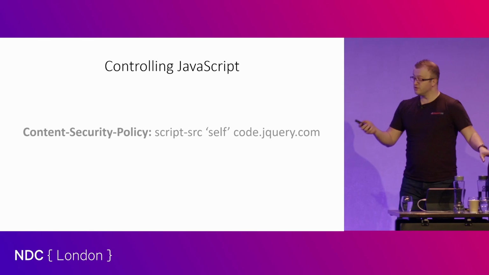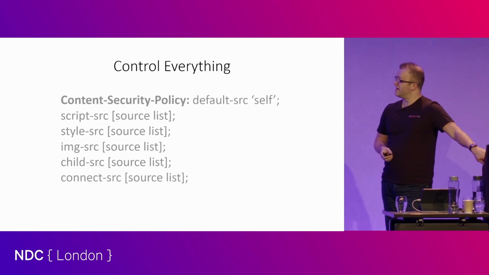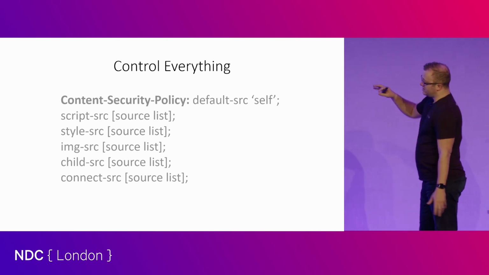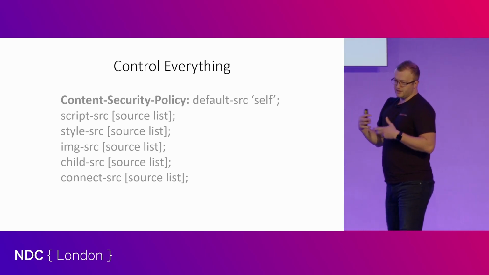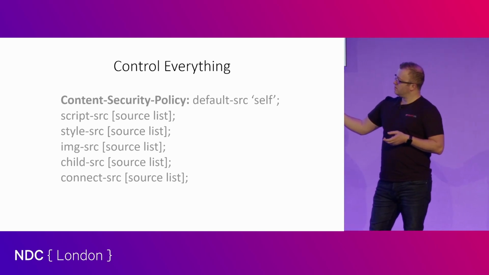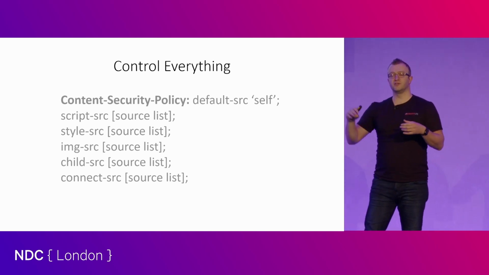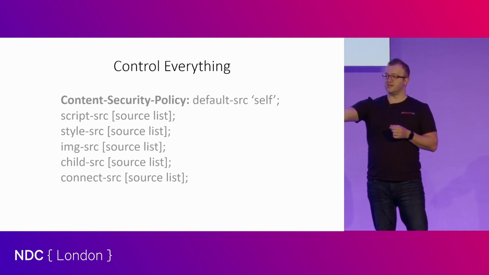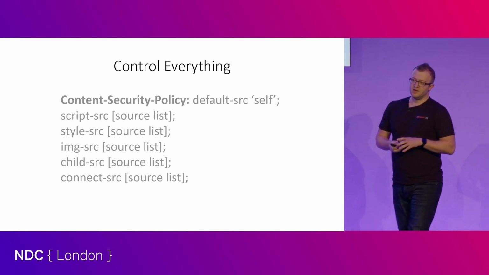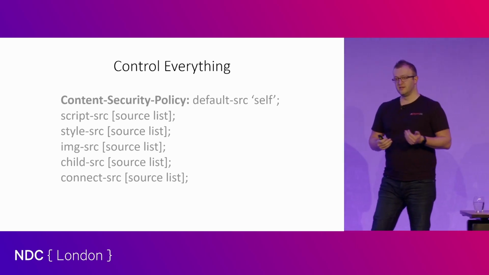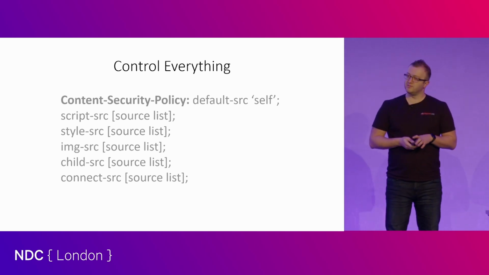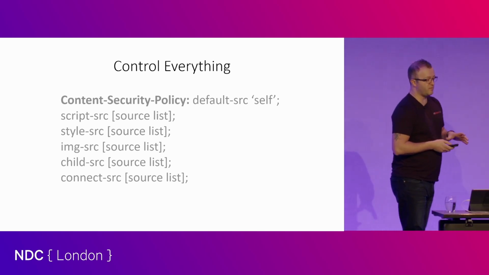Now, you can control all of the other types of content that you may have on your page. You can control styles, and you can control images. Child sources, things like iframes and other nested browsing contexts. But you can even control where data goes to. Things like connect sources, where can the page send data? We also have form action, where can we send data out? So you can control where stuff comes in and where stuff goes out. You can take full control of absolutely everything with CSP.